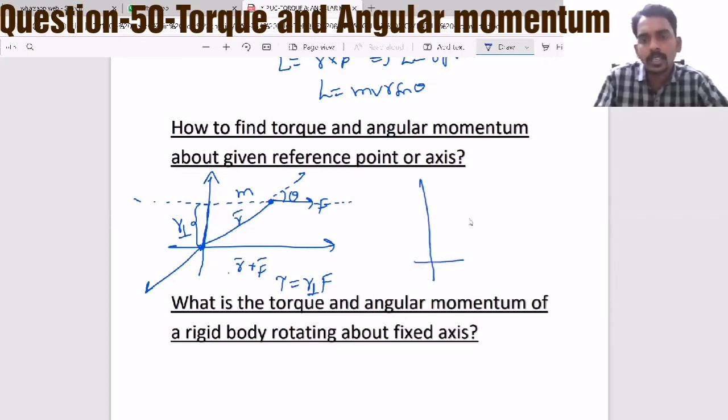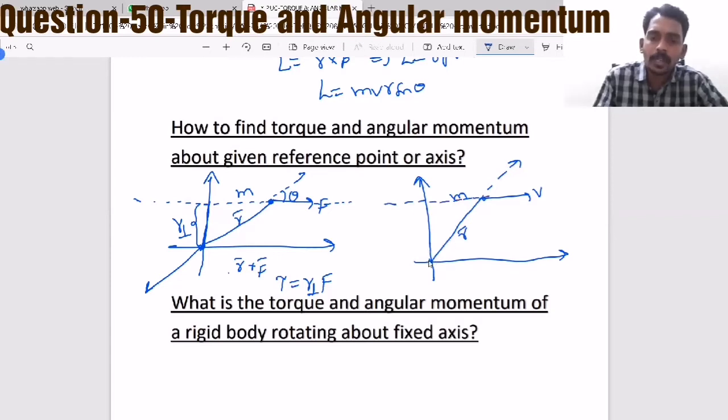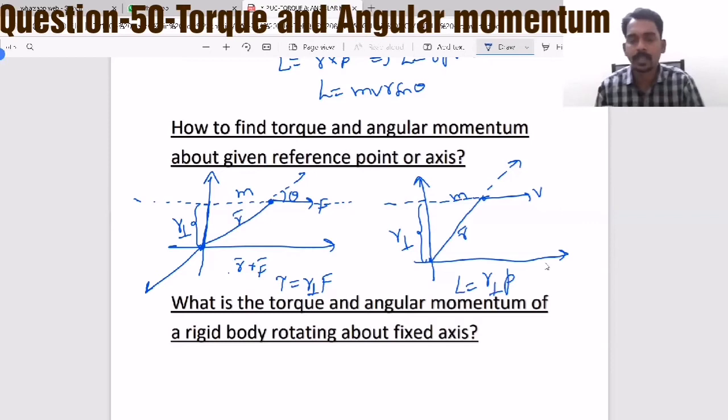Similarly, when you consider a particle of mass m moving with a velocity v, first you find the direction of the position vector. Then you draw a line along the velocity, then draw the perpendicular from the reference, that is called r perpendicular. Then the angular momentum will become r perpendicular into p.